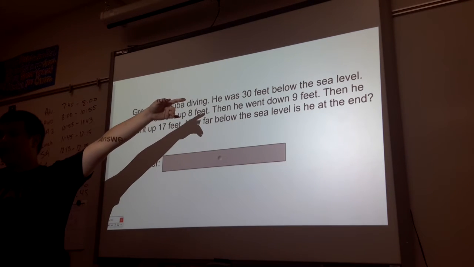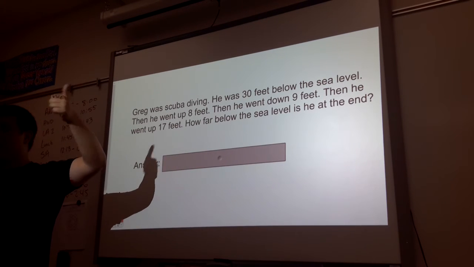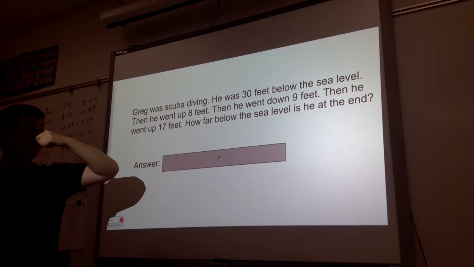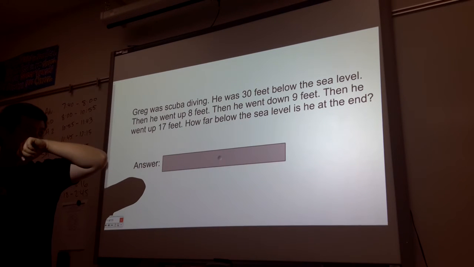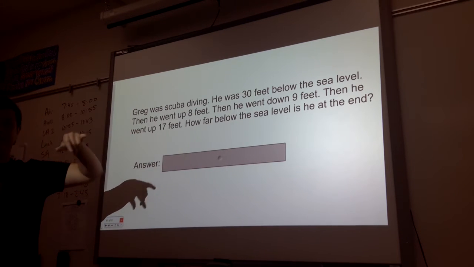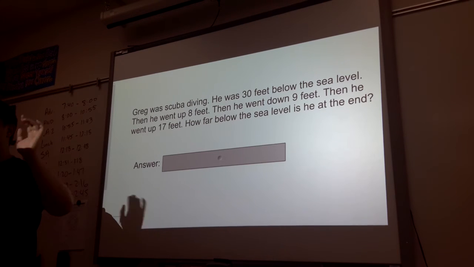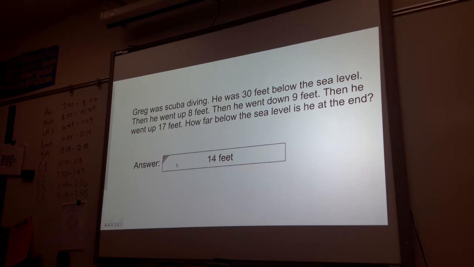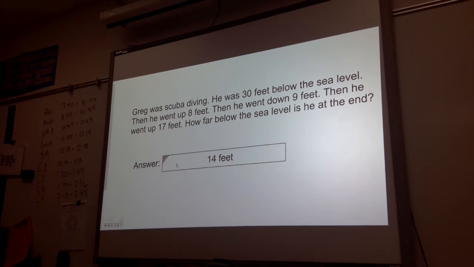So we start off at negative 30, correct? We go up 8, so that gets us to where? Caroline? Negative 22, right? And then it goes down 9 feet, Nolan? Negative 31. Negative 31, and then went up 17 feet. Lauren? Negative 14, and then we take the absolute value of it, so it gets us our answer of 14 feet. Okay. I feel like we understand this pretty well.